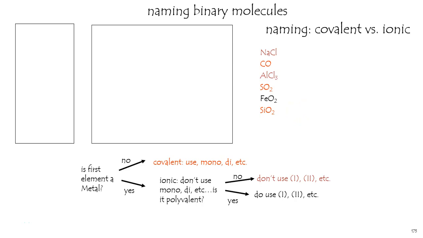Hey, Dr. B here, and let's name some binary molecules. Those are molecules that only have two different types of atoms. Let's do it by example.